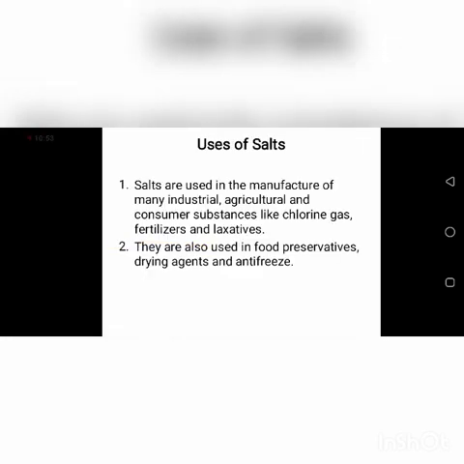And what are the uses of salt? Salts have many uses in industrial, agricultural, and consumer substances like chlorine gas, fertilizers, and laxatives. These are uses of salt. They are also used as food preservatives. Okay, they use salt to preserve food, as drying agents, and as antifreeze. That is the end of the topic.